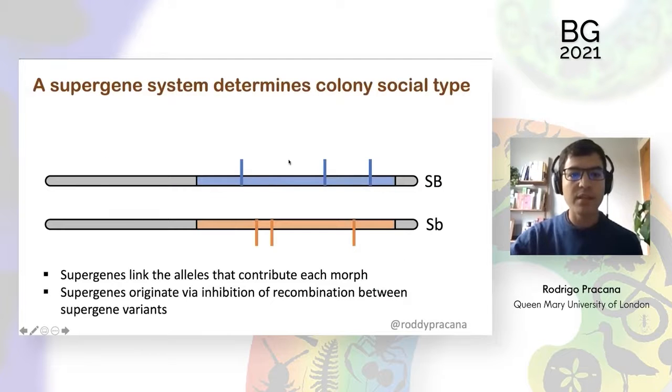In the fire ant, this dimorphism is controlled by a supergene. So supergenes are chromosomal regions with some sort of repressed recombination that allows different variants of the chromosome to coexist in the population. So each variant will have a different combination of alleles, and each allele will contribute to a different morph in the population.